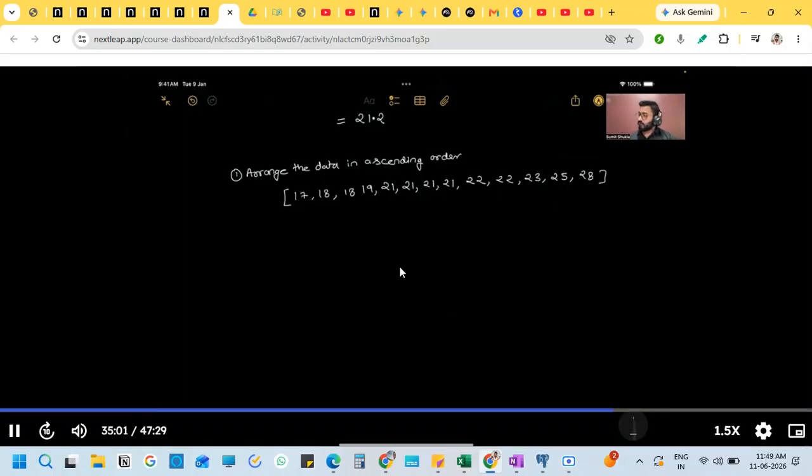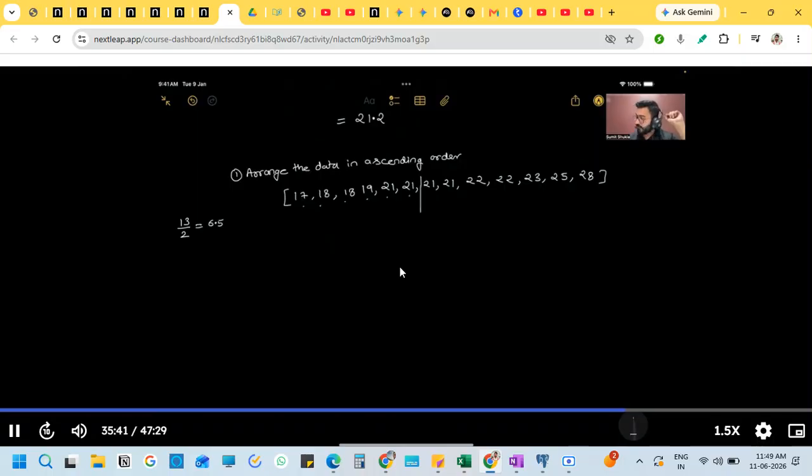Now, I need to find the middle value. So we have 13 entries, right? If you have to find the middle value, 13 values are there in total. So 1, 2, 3, 4, 5, 6, 7, 8, 9, 10, 11, 12, 13. If I divide 13 by 2, it will be 6.5.